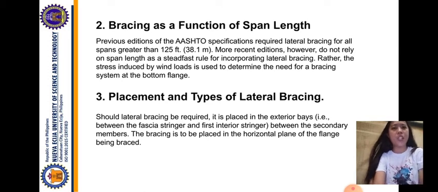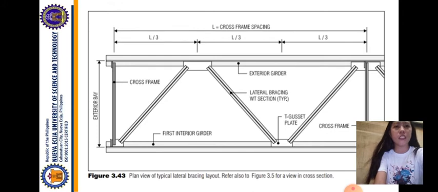3. Placement and types of lateral bracing. Should lateral bracing be required, it is placed in the exterior bay, in other words, between the fascia stringer and first interior stringer. Between the secondary members, the bracing is to be placed in the horizontal plane of the flange being braced. This is Figure 3.43, a plan view of typical lateral bracing layout. Refer also to Figure 3.5 for a view in cross-section.